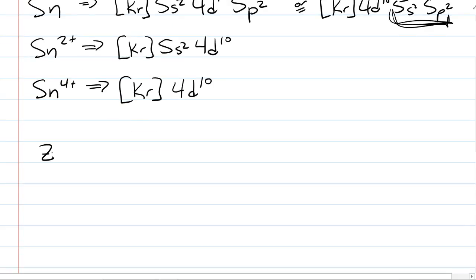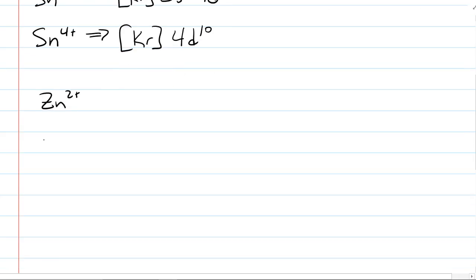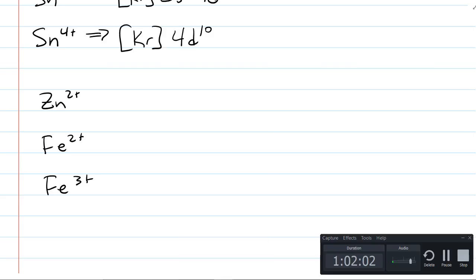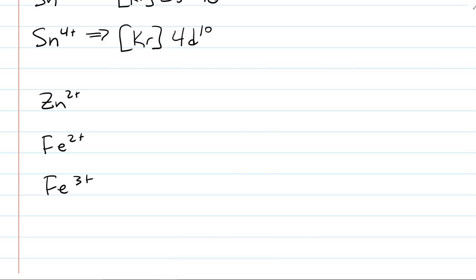Go ahead then and write out the electron configuration for these ions. Let's write them out for the zinc ion, and for the iron 2 ion and the iron 3 ion. So write out the electron configurations for these 3 ions. All right, help me out here. I don't think these are Socratic questions.